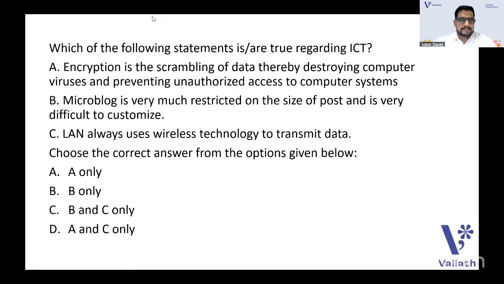Is it that encryption is scrambling of data, thereby destroying computer viruses? What do you mean by encryption? Or microblog is very much restricted on the size of post and is very difficult to customize? Or is it LAN always uses wireless technology to transmit data? Which is the correct one? The correct one is B only. Microblog is very much restricted on the size of post, it's correct, and is very difficult to customize.